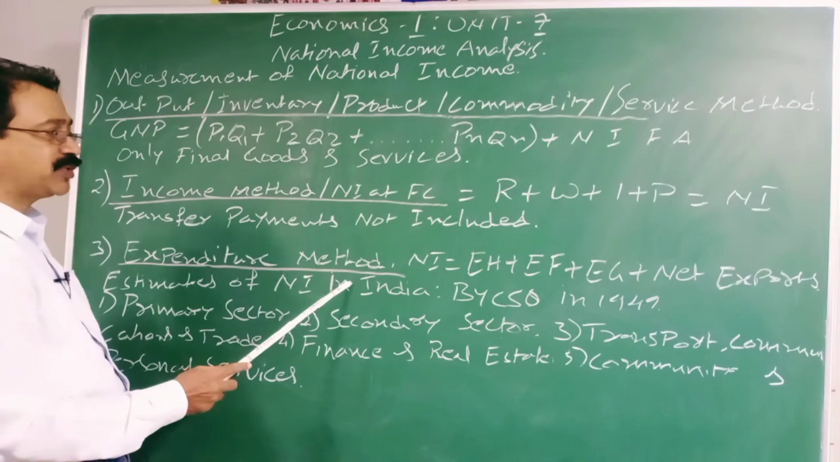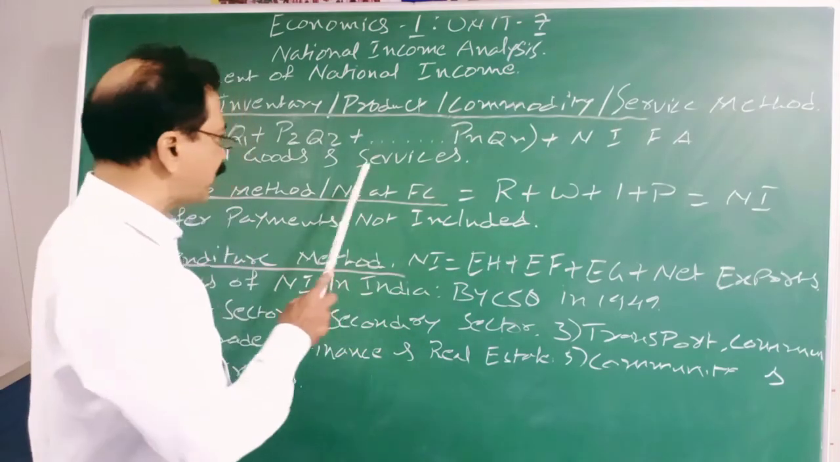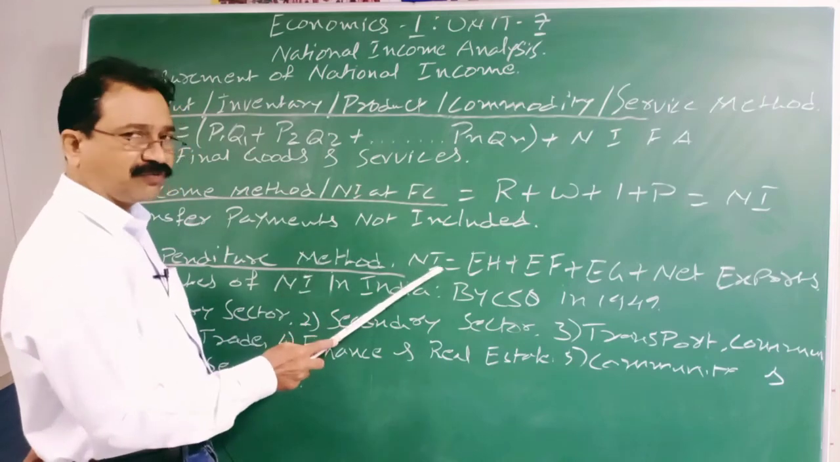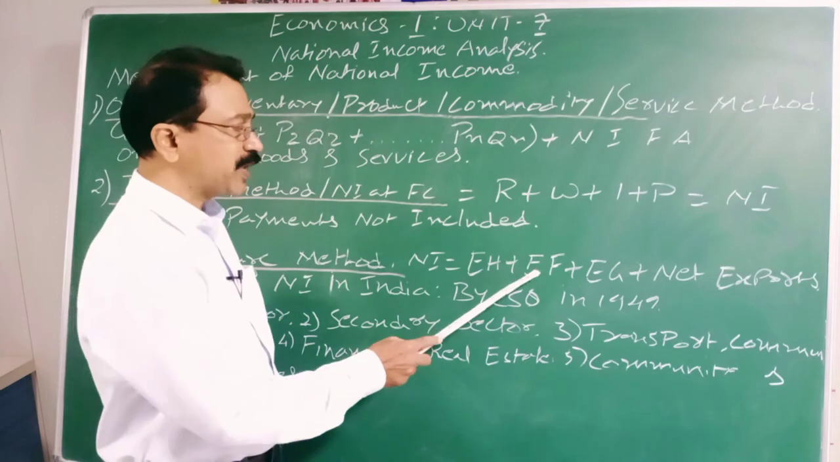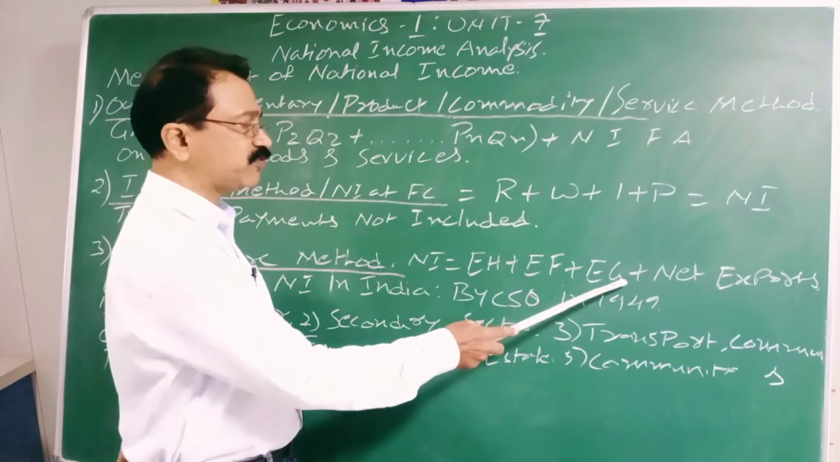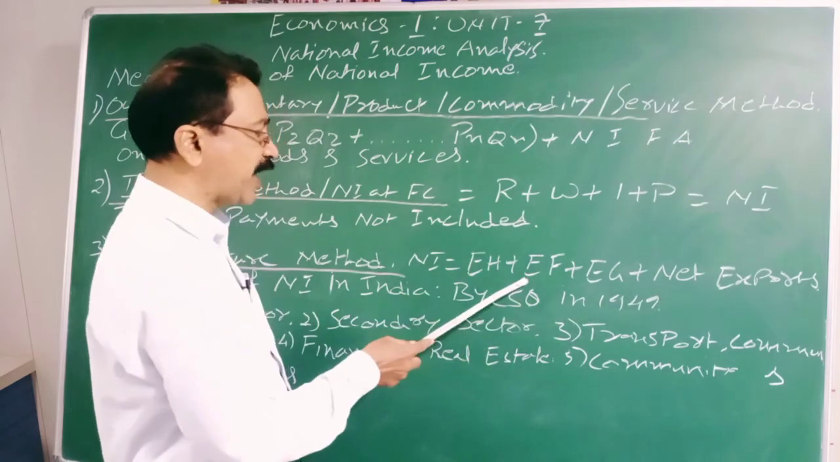And the expenditure method: expenditure of one will become income of another. Income of someone is expenditure of someone. So we calculate expenditure of households, expenditure of firms, expenditure of government plus net exports, whatever has been exported, that income is also added into this one.